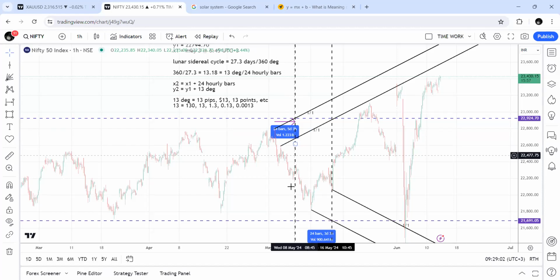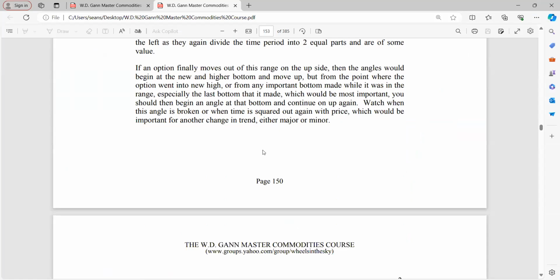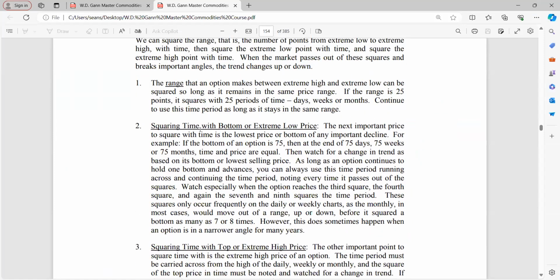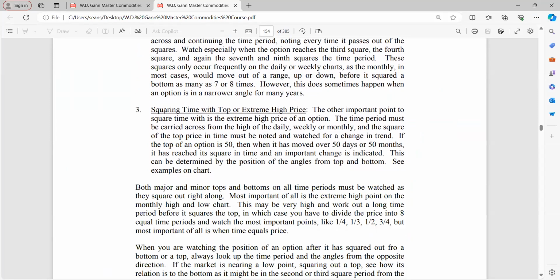Well, the proof of that is again in chapter 6, I believe. Yeah, here, with squaring the price of grains with time. So Gann says, right? So what are we doing? We're squaring time with a bottom or extreme low price, and we're squaring time with a top or extreme high price. Now, the way that Gann shows it here is basically taking the price and moving it over in days, weeks, or months. Now that's the general way.